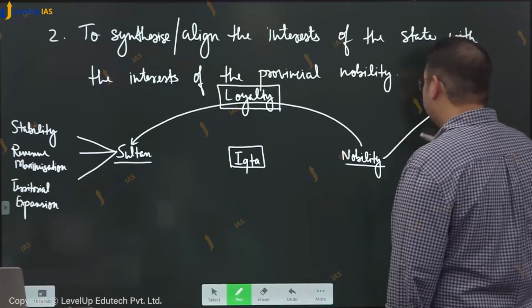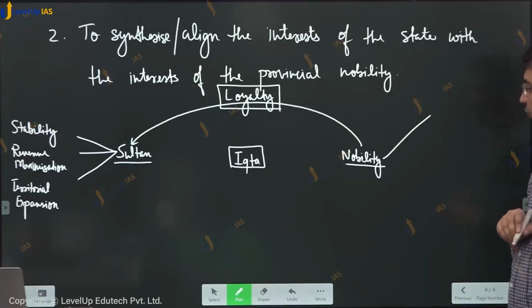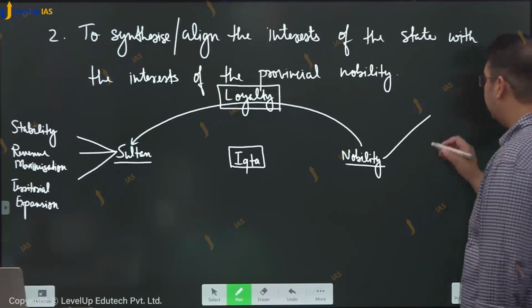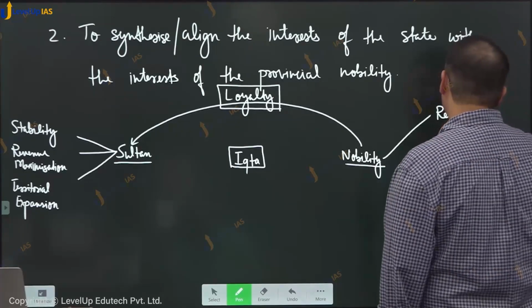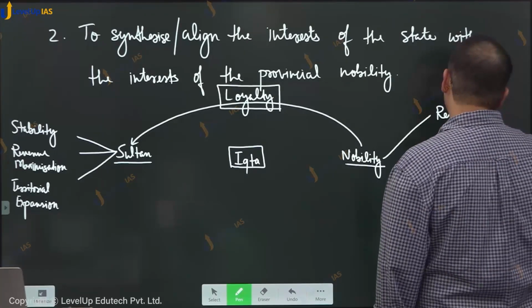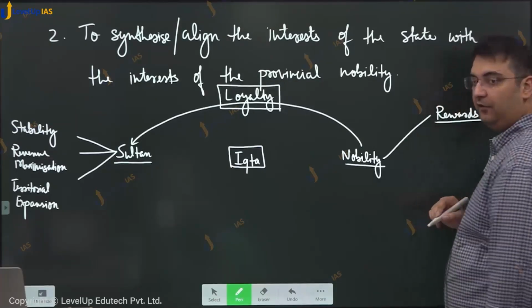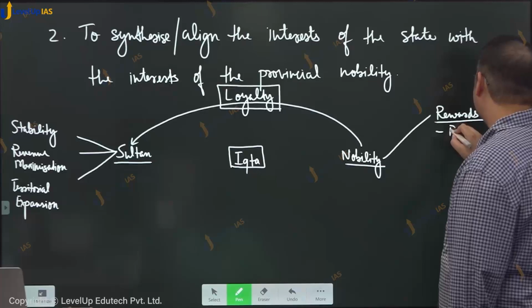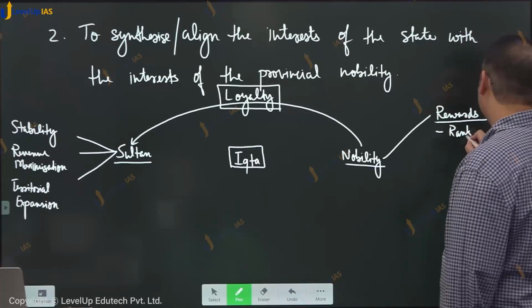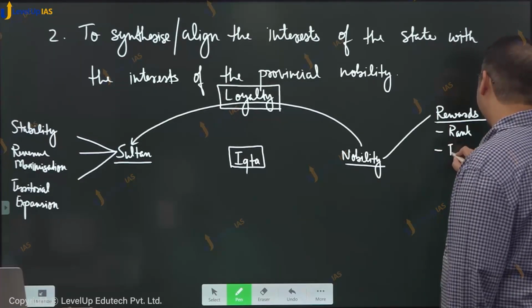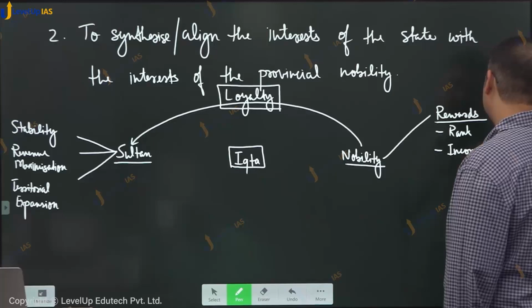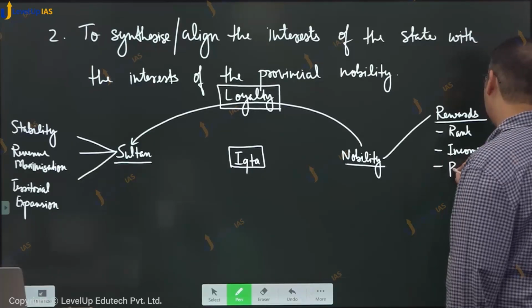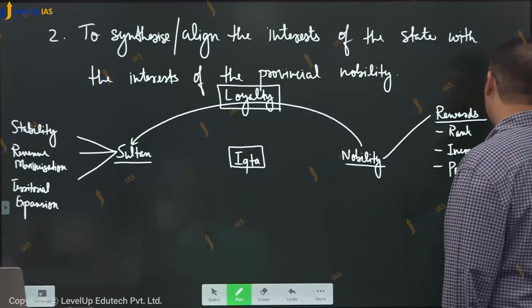What did the nobility expect in return? What did they want? Return, rewards in the form of higher rank, better income, and more power.